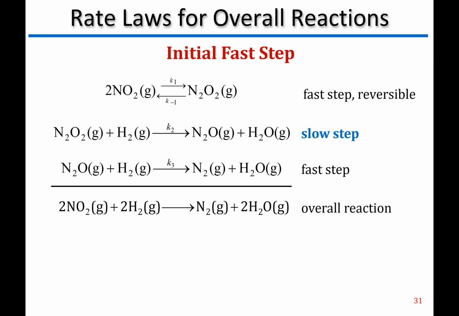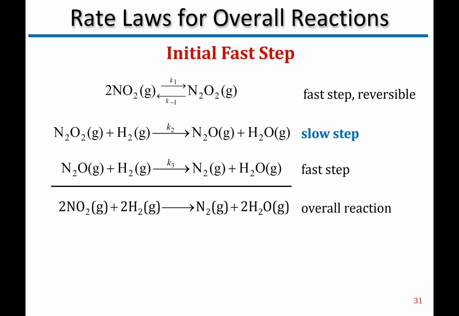We have a couple of steps taking place, and steps can vary in reaction speed or reaction rate. So we can have a step like 2 NO2 giving us N2O2, which might be very fast and reversible. After that, we might have a step like N2O2 plus H2 giving us N2O and water, and this step might be very slow. Then lastly, we have N2O plus H2 to give us N2 and H2O. This is a very fast step.